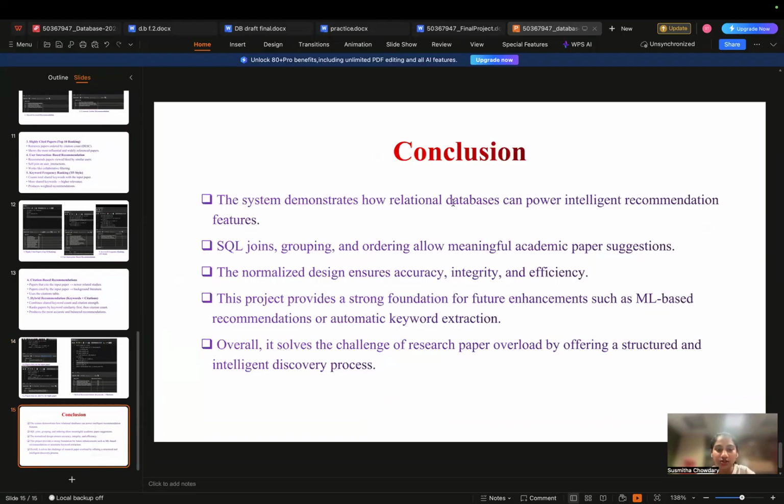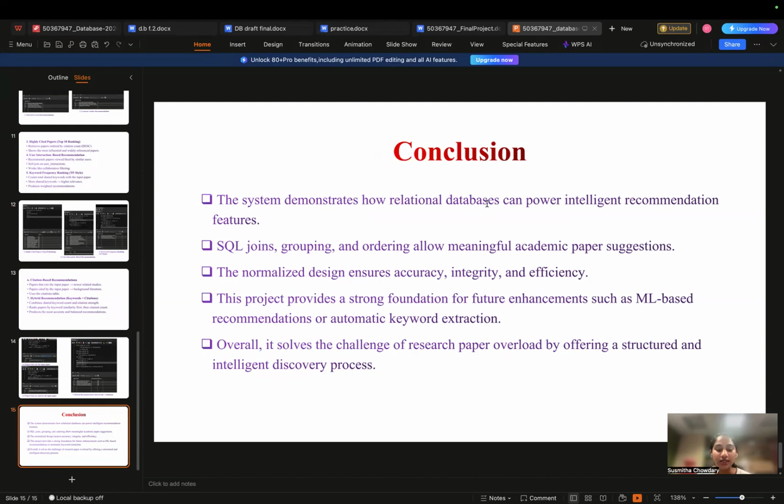Now coming to the conclusion. In conclusion, the academic research paper recommendation system demonstrates how a relational database can be used to create a smart recommendation engine without the need for machine learning. The project covers ER modeling, relational schema design, normalization, SQL joins, grouping, ordering, and recommendation logic. This system successfully organizes the research papers, identifies meaningful relationships, produces relevant recommendations, and helps users discover academic content more efficiently.